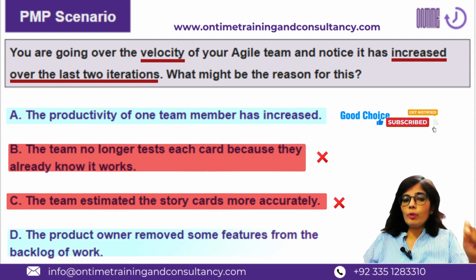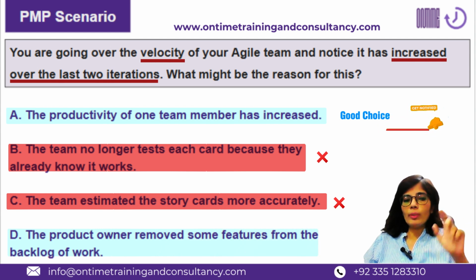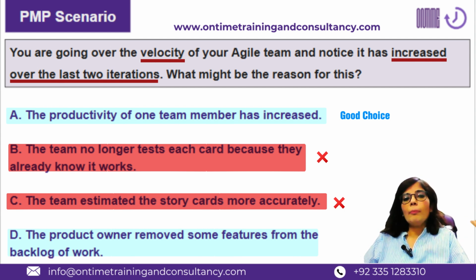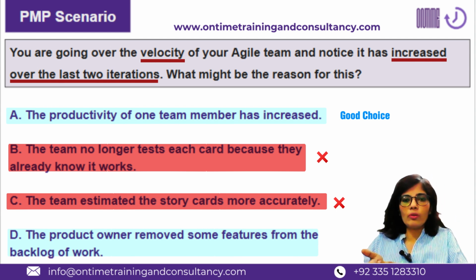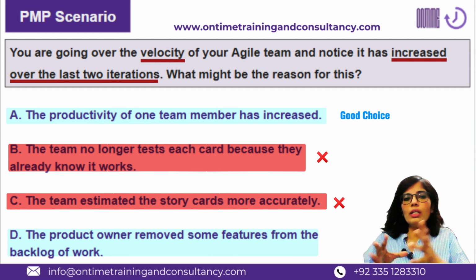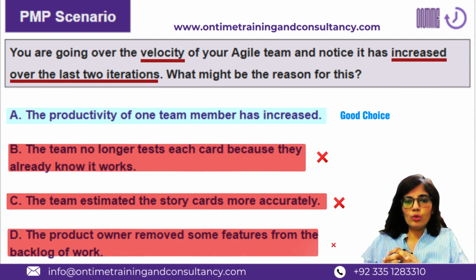Then option D, the product owner removes some features from the backlog. First of all, the product owner removing some features, that's not the best practice. But even if this is the case, that would actually reduce velocity, not improve velocity. Right? So D definitely is not the choice to go with, at least in this situation.